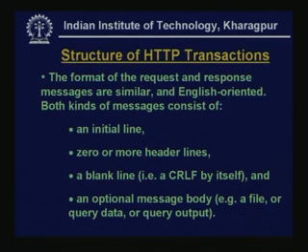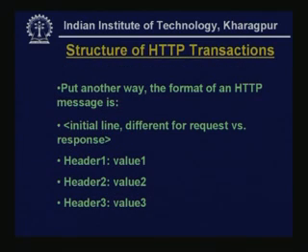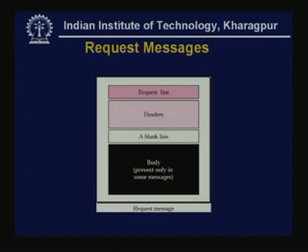The blank line is just to delineate between the header and the message body. Put another way, the format of an HTTP message is: the initial line, different for request versus response, then header 1 colon value 1, header 2 colon value 2. So the header name, colon, and the value of that header, that is how the headers go, and then you have the blank line and then the body. So we have the initial line, headers, blank line and the body.